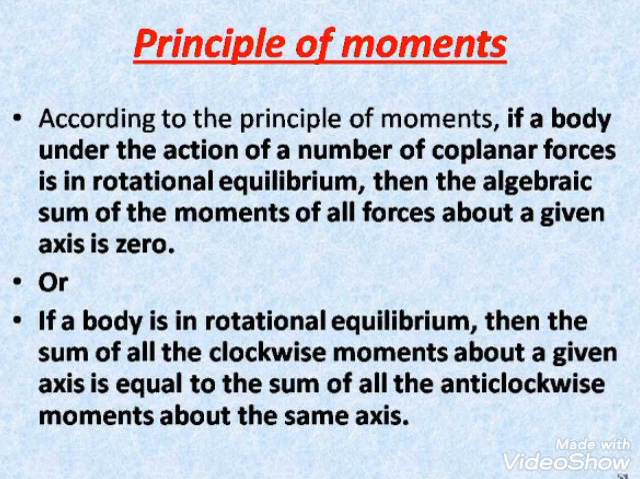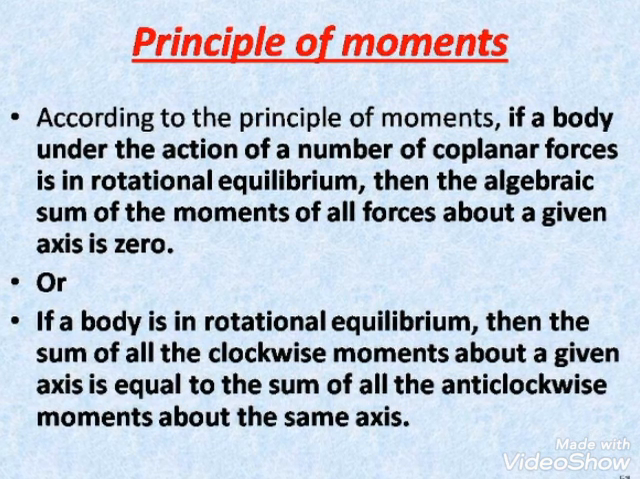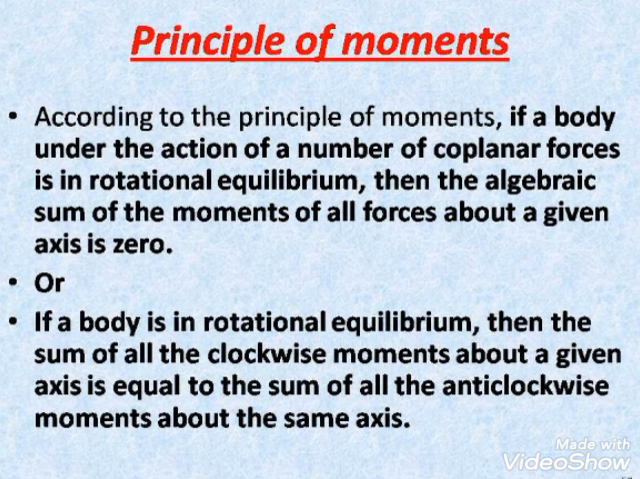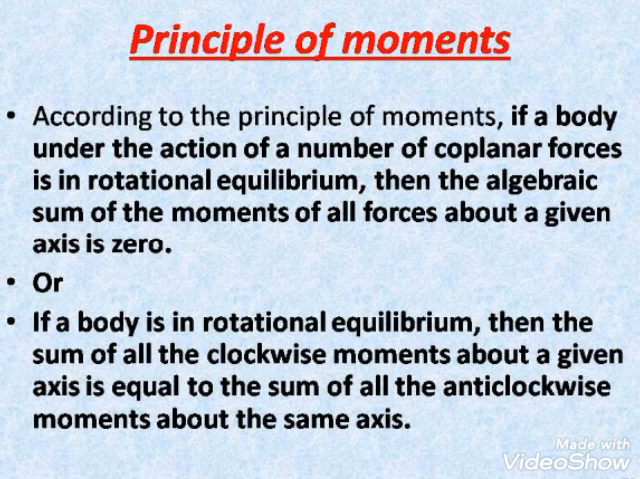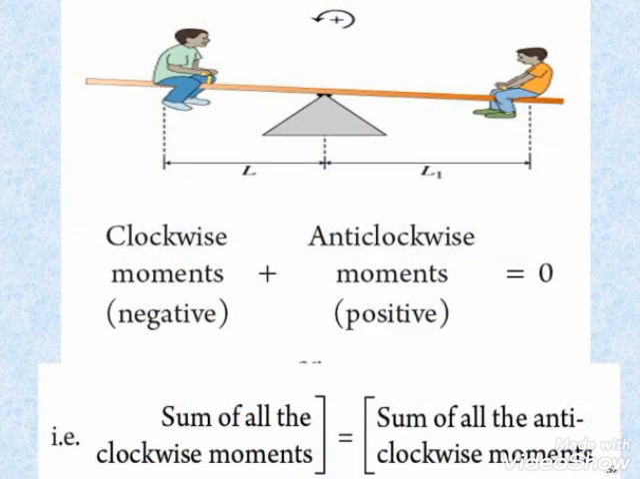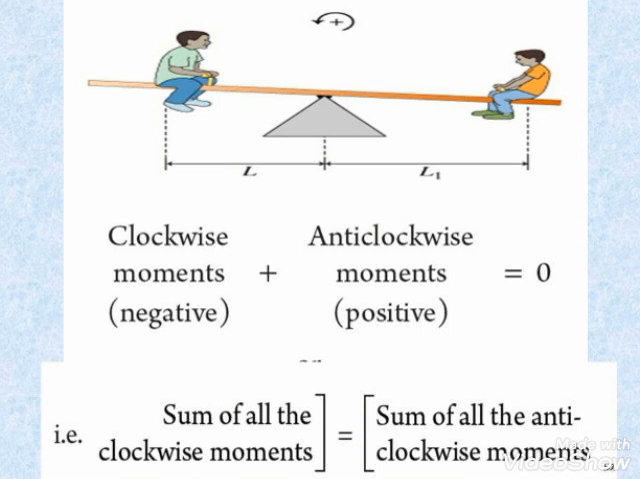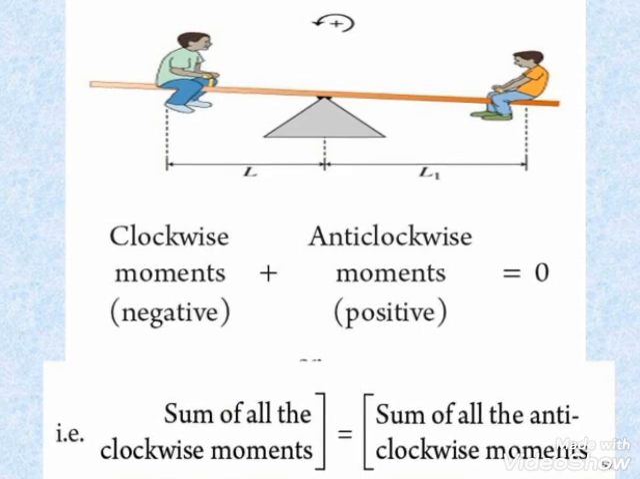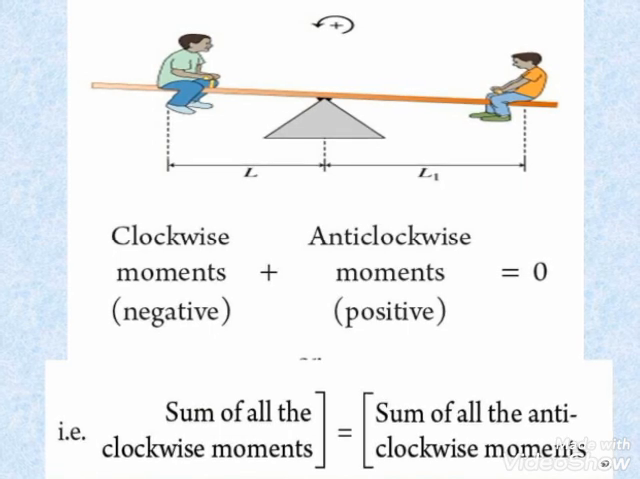That means it has an equilibrium position. Then the algebraic sum of the moments of all the forces about a given axis is 0. That means if I apply more than one force on an object and the object is in equilibrium, then if I calculate the moments of all the forces about that given axis, the sum will be 0. That means the clockwise moment will be equal to the anti-clockwise moment, and if I sum it up, it will come to 0.